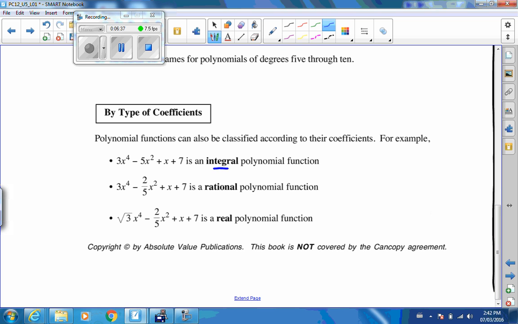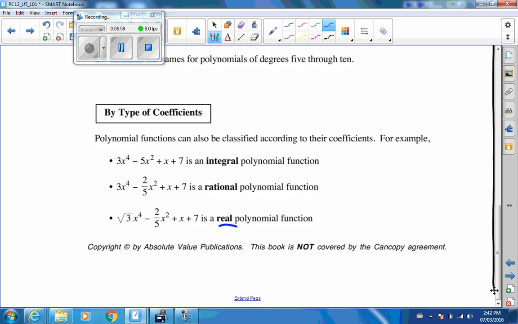Integral polynomials means all of their coefficients are integers. Integer, integer, integer, integer. That would be one, just in case you're checking. Rational means it has something that isn't an integer, but is still a fraction or repeating decimal. So that makes it rational. Again, not really all that important. It's still just a polynomial.